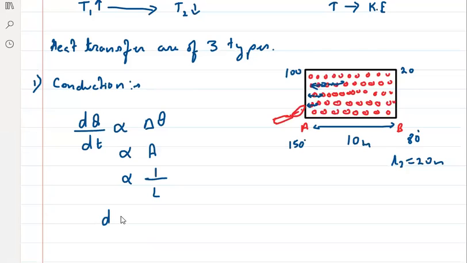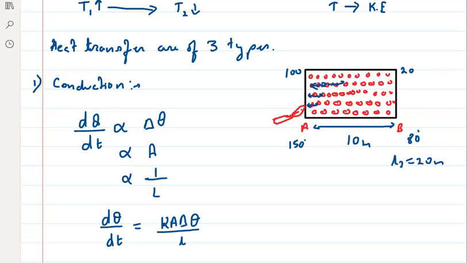So I can say that d theta by dt is equal to. Now if I club all this, I have to give a constant k. Then we have delta theta, then we have A divided by L. Now think about it. I want this to be a positive quantity. But what about delta theta? Delta theta will be positive or negative?